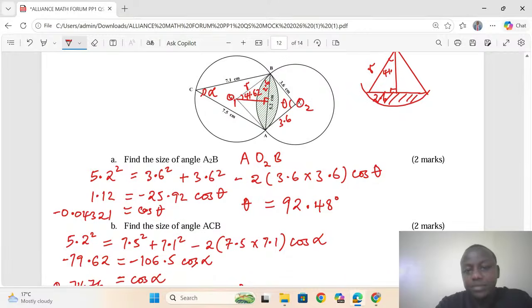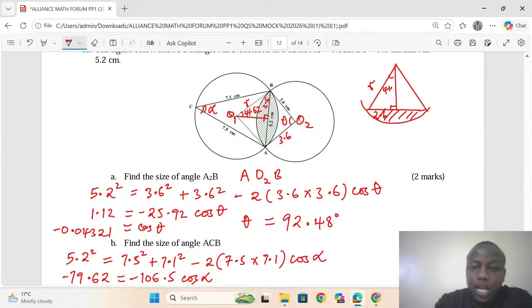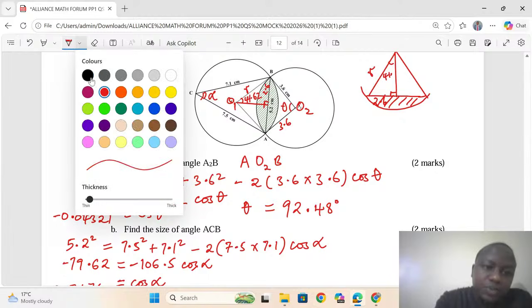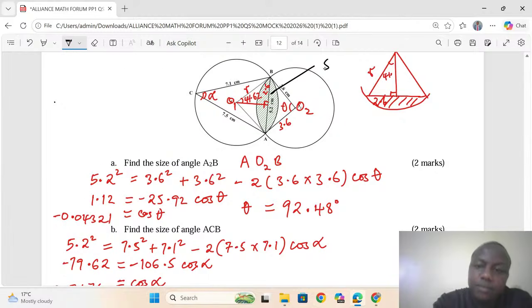To get the area of a segment, we need sector minus triangle. So can we talk about segment 1 and segment 2? Let me split the two segments. We start with segment 1. We need the first sector with this center 2, and we subtract the triangle in that.